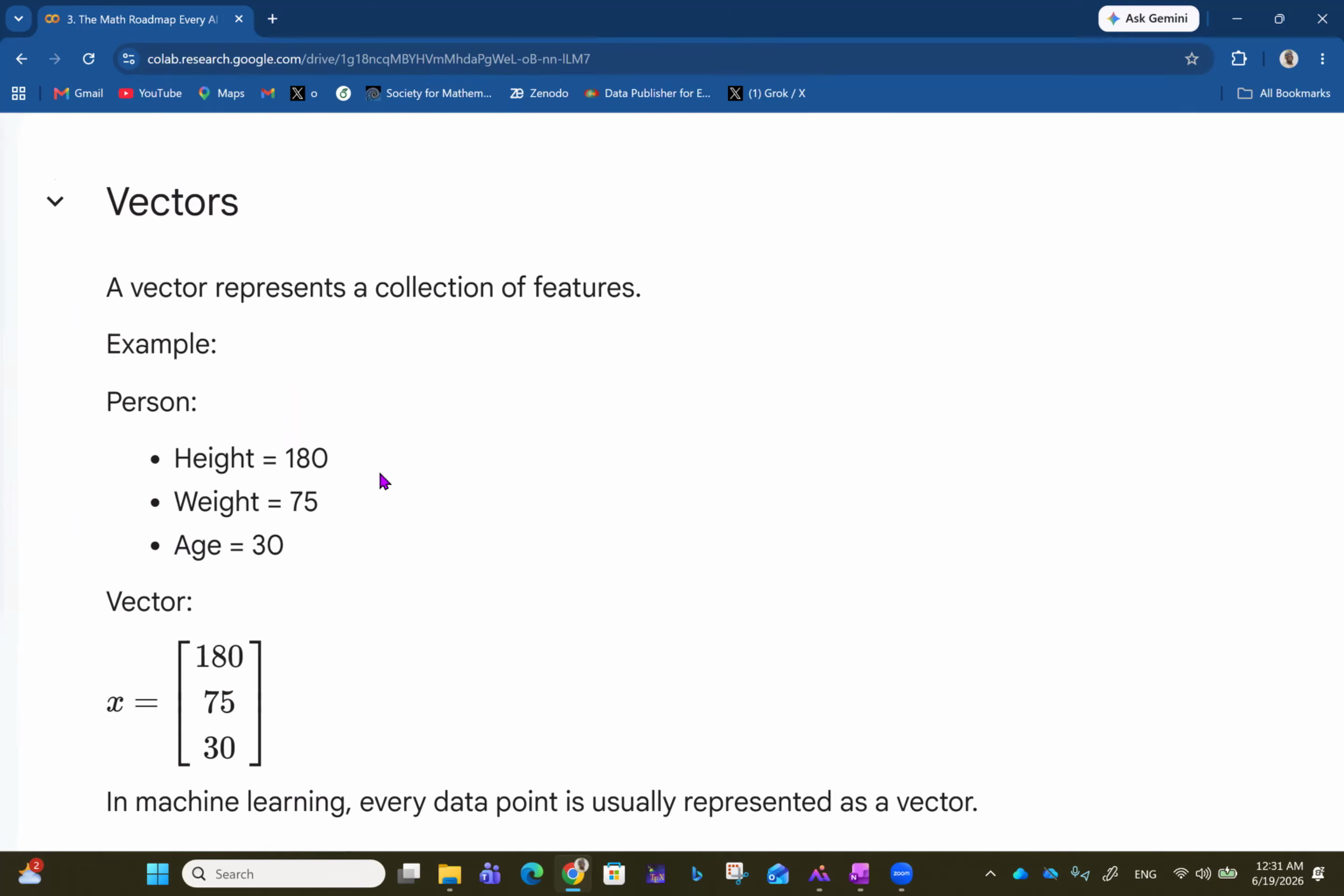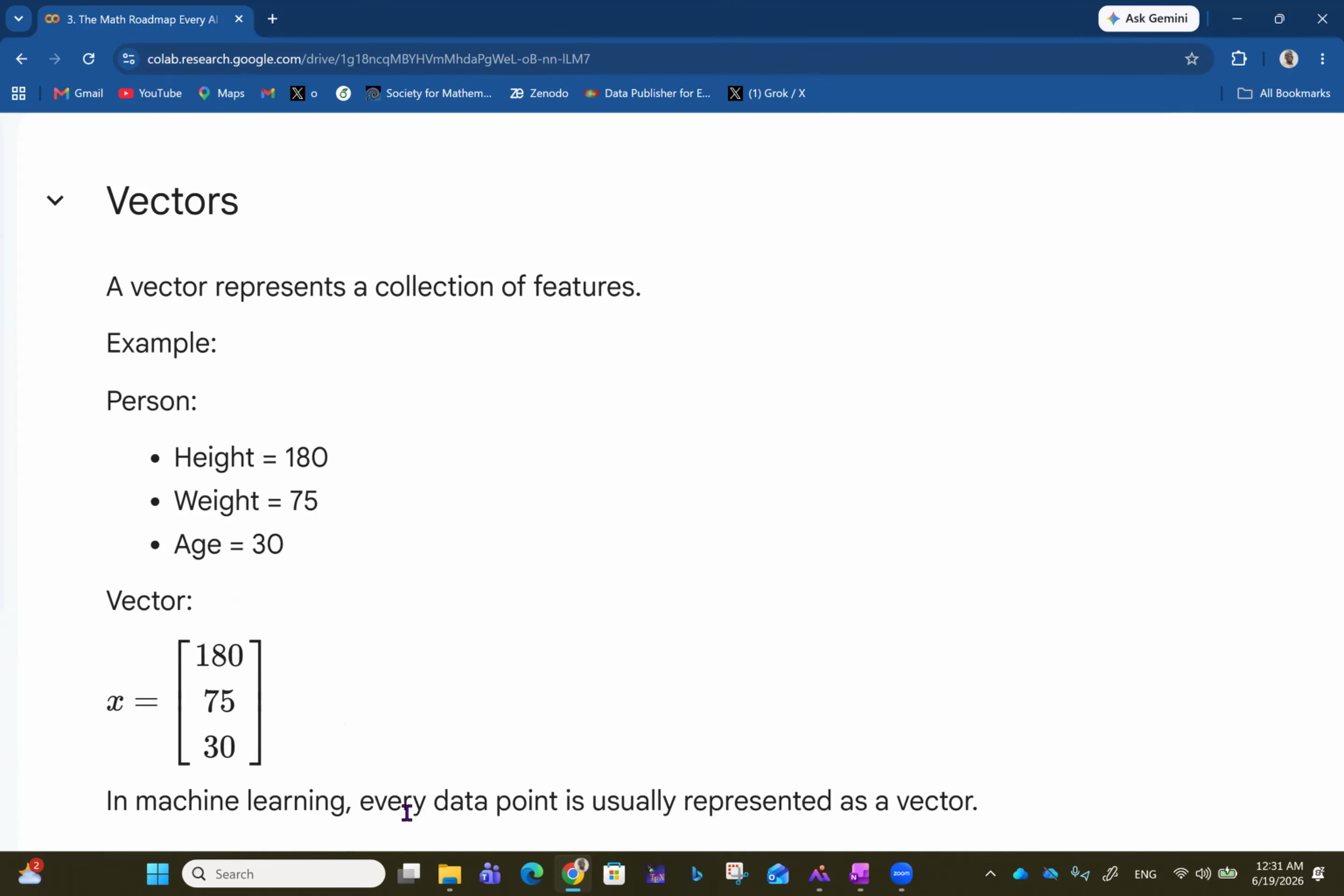Then you have vectors now. A vector represents a collection of features. For example, every person has a height, a weight, and an age, and these are very useful in calculating the health indices of a person. So you can make that into a vector: x equals 180, 75, and 30. That is 180 for height, 75 for weight, and 30 for age.